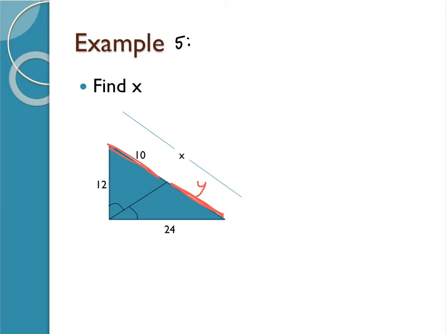What was the theorem that we said before, Sydney? 10 over y, right, because we're just finding this missing part, is equal to 12 over 24. So since 10 is part of the triangle to the left and 12 is part of the triangle to the left, we have to keep those two on top.